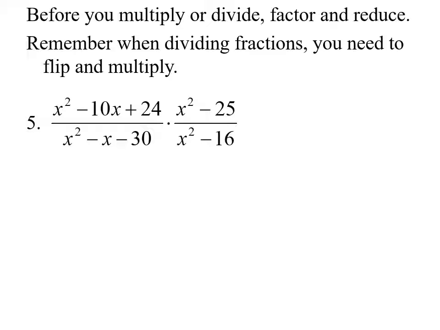So the one on the left, the x squared minus 10x plus 24, and the x squared minus x minus 30, both of those are trinomials. And so we'll do the reverse foiling kind of idea. The ones on the right are both difference of squares. X squared minus 25 is the same thing as x squared minus 5 squared. And x squared minus 16 is the same thing as x squared minus 4 squared. And so we'll factor these fractions a couple different ways.